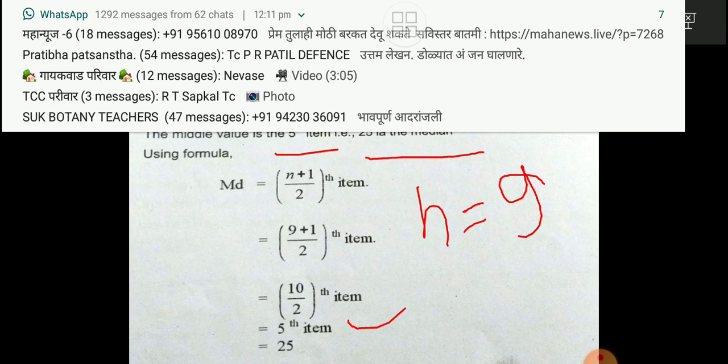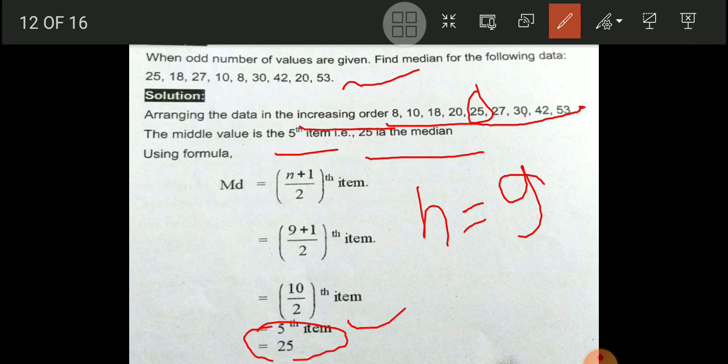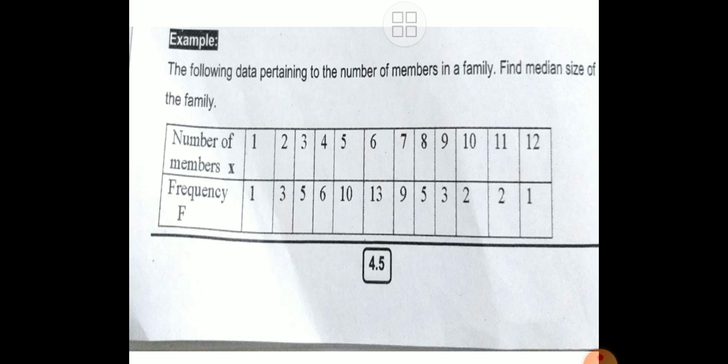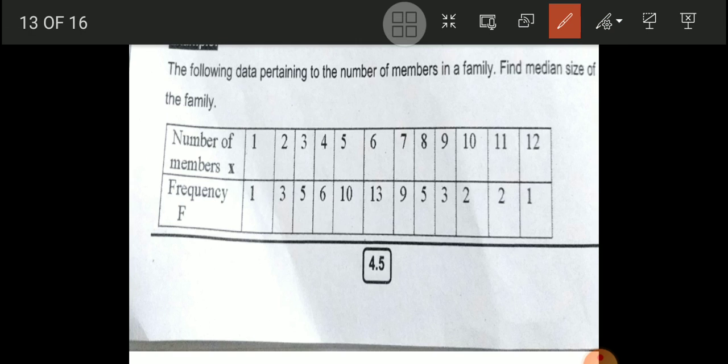10 by 2, that is the fifth atom, again median is 25. So this is the formula. With the help of that formula, or by inspection also, we'll be able to calculate this value of median. Now again the data is given here, the problem is given to us, and this problem we have to solve and find the median size of the family.